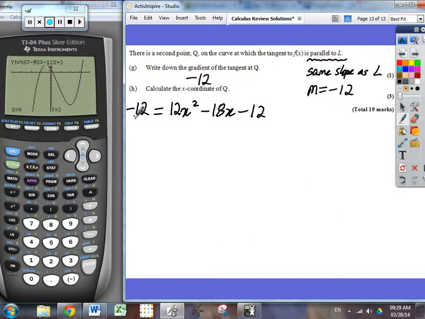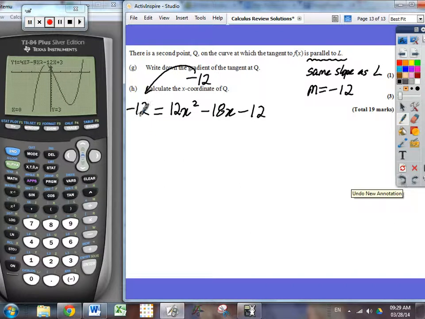Some of you have the bad habit of, when you've been given the gradient, you substitute it in for your x value. No, that's not correct. You haven't been given the x value, you've been given the gradient, so substitute the gradient into your derivative expression. Right? Not for the x value in the derivative, but for the f prime of x itself. That is your slope, that's your gradient. Okay, so I need to solve this equation.